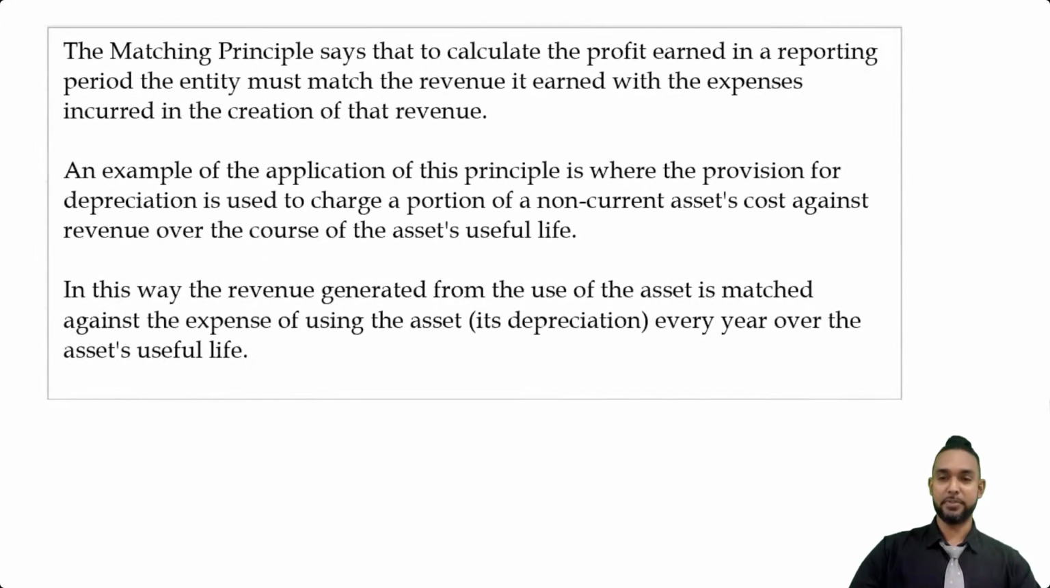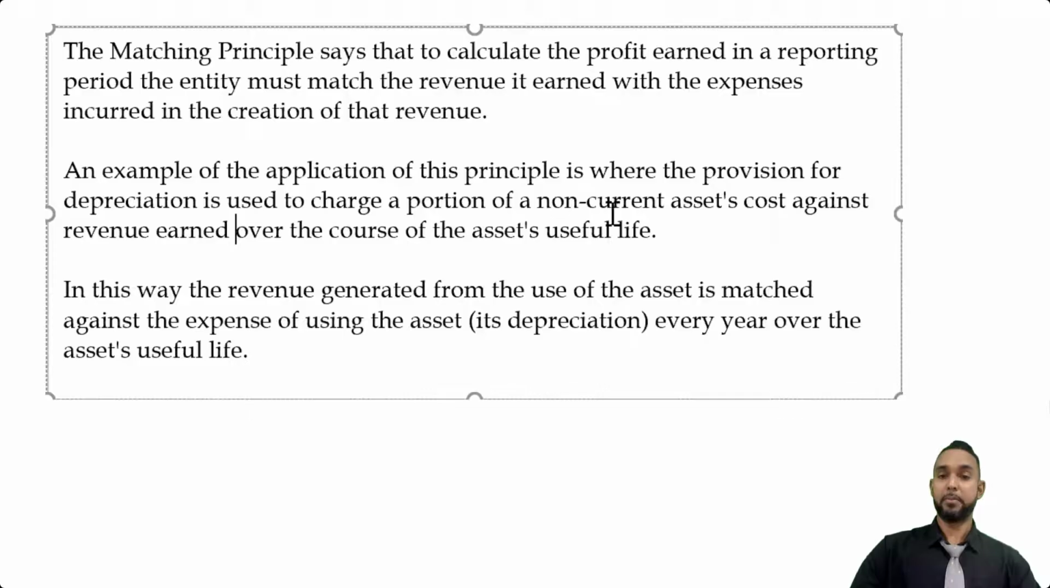Okay, so let's pull up those items here. The first one I talked about was the matching principle. The matching principle says that to calculate profit earned in a reporting period, the entity, company or sole trader or partnership must match the revenue it earned with the expenses incurred in the creation of that revenue. An example of the application of this principle is where the provision for depreciation is used to charge a portion of a non-current asset's cost against the revenue earned over the course of the asset's useful life. So we're matching the revenue earned from the use of the asset with the cost of using the asset. In this way, the revenue generated from the use of the asset is matched against the expense of using the asset, depreciation every year over the asset's useful life.